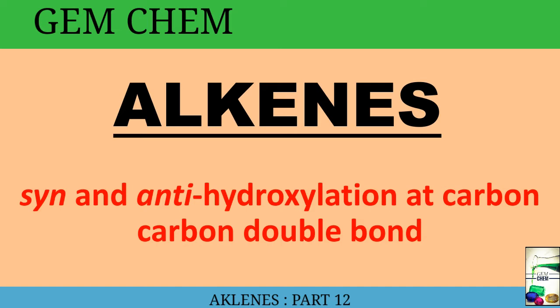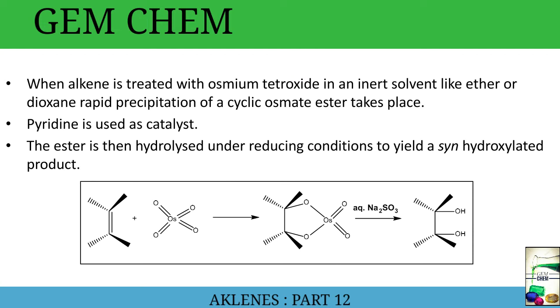So let us start. The first reagent which we can use for dihydroxylation is osmium tetroxide. When an alkene is treated with osmium tetroxide in an inert solvent like ether or dioxane, rapid precipitation of a cyclic osmate ester takes place.